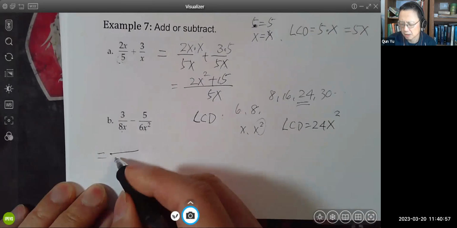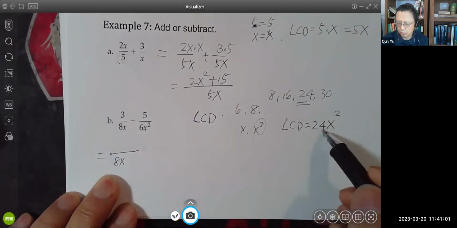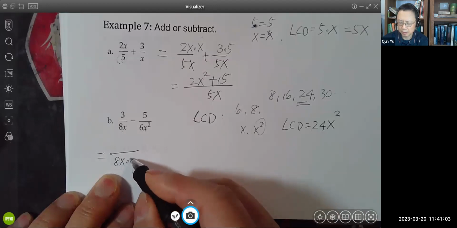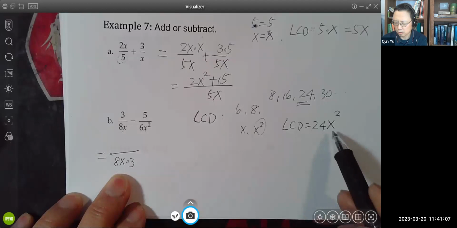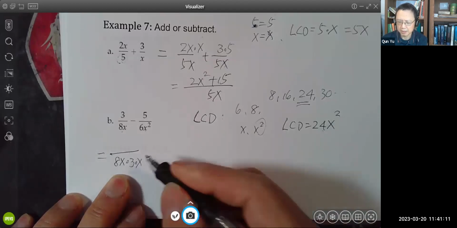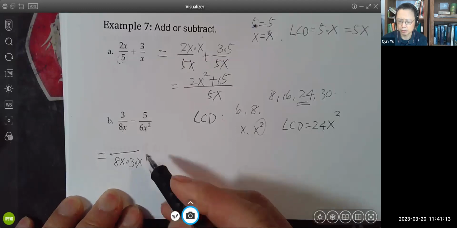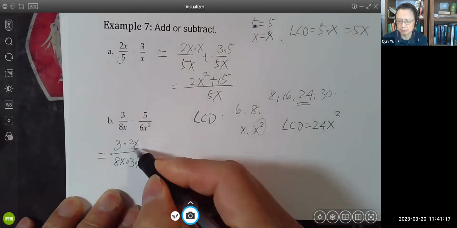So 8x, think about that. You need a 24. For the number, you have to multiply by 3, right, to get 24. For x, to get x squared, you have to multiply by another x. Basically, we multiply by 3x on both sides. So we have 3 times 3x.